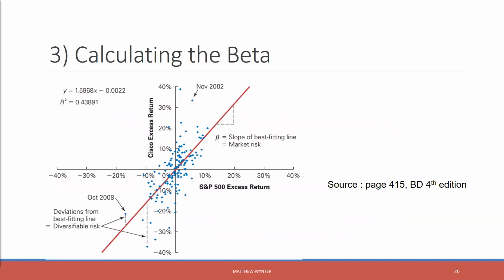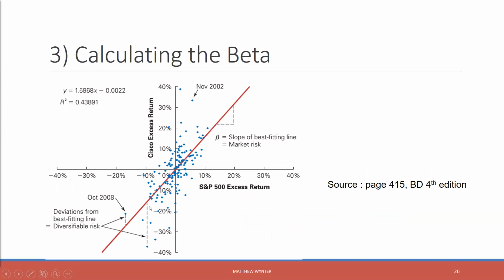So here we've got the excess return for Cisco. So that's the return for Cisco minus the risk-free rate. And then we've got the excess return for the S&P 500. So that's the return for the S&P 500 minus the risk-free rate. So each of these dots is going to correspond to the return for Cisco on a day and then the return for the S&P 500 on a day.